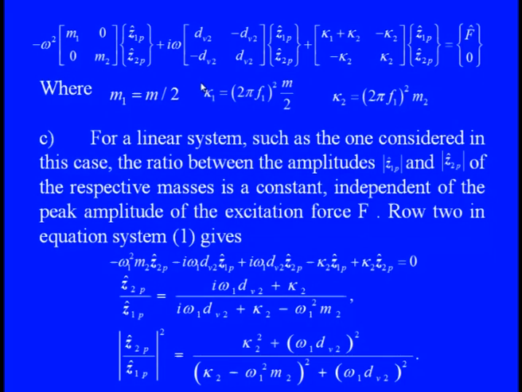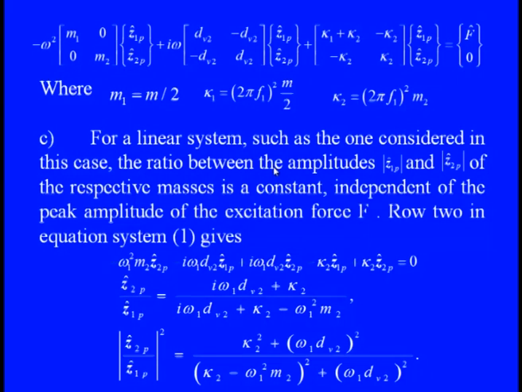So again we need to go with the same equation and find out what exactly the eigen modes are. So minus omega 1 square m2 z2p minus omega dv2 z1p plus iota omega dv2 into z2p, and then minus k2, the stiffness of the mass m2 associated with z1p, plus k2 z2p is equal to 0. So the ratio between the mass amplitudes z2p by z1p is equal to iota omega dv2 plus k2 divided by iota omega 1 dv2 plus k2 minus omega 1 square m2. These are the manipulations from the above equation.